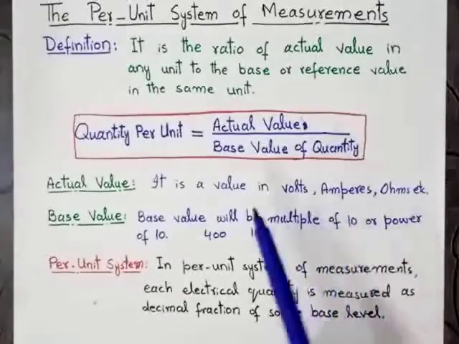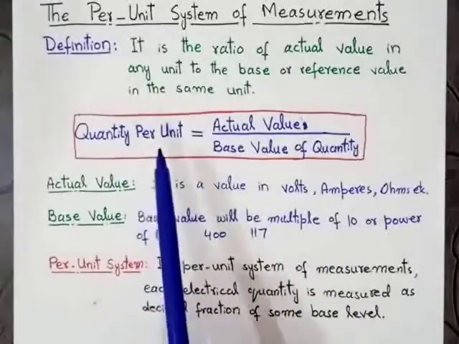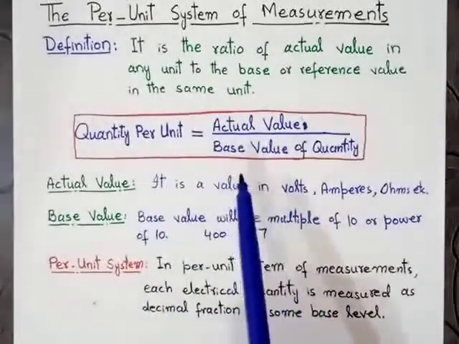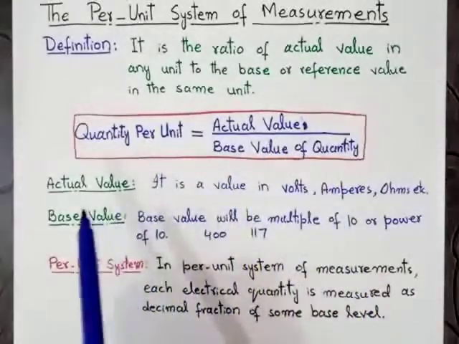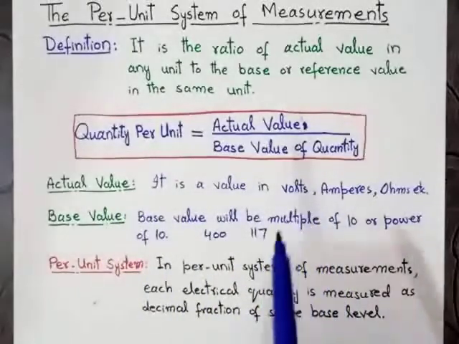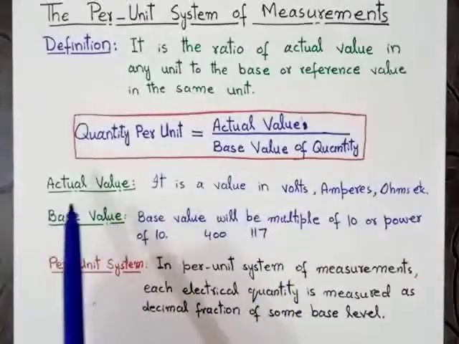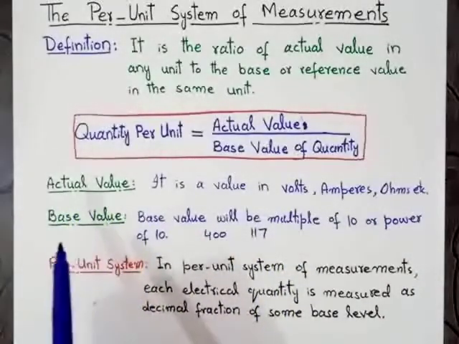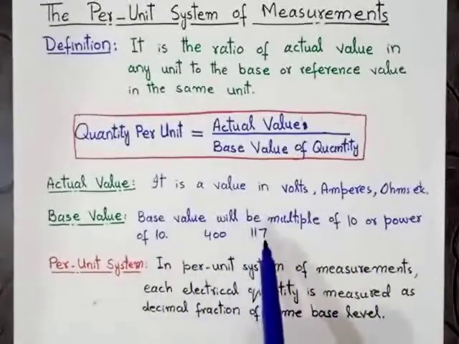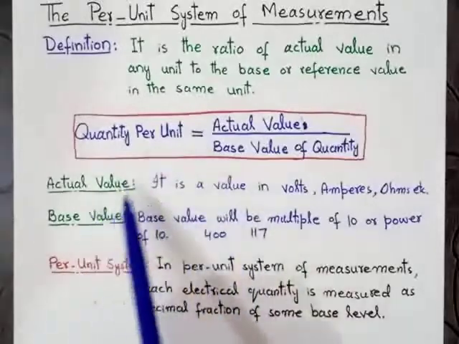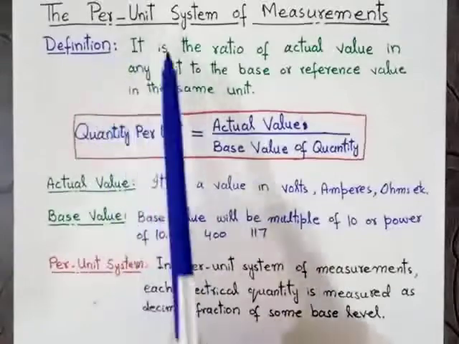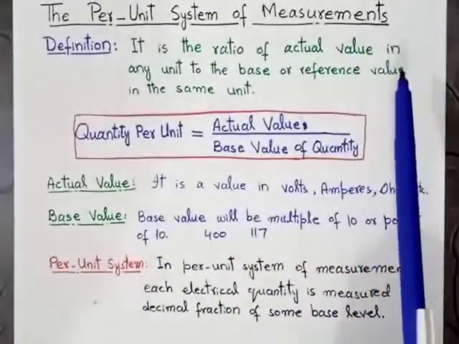So these are the three quantities. We can find the per unit quantity by using this formula, that is actual value and base value of the quantity. And actual value is basically the given value in the circuit. The given value in the circuit is called the actual value, and the base value we will select in the form of a multiple of 10 or power of 10. So these 3 points are very important to solve the per unit system of measurement technique.